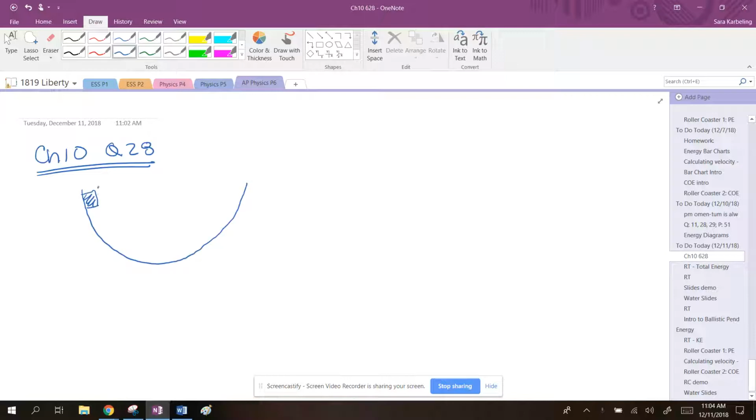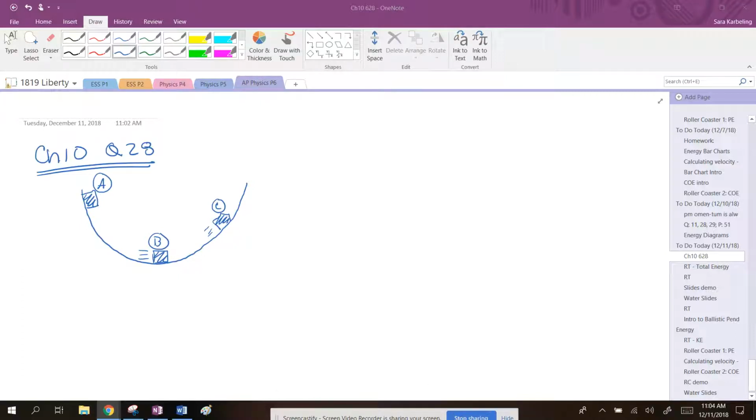It started up here. I'm going to call that point A. It slid down to point B where it was moving really fast. And then it was going to slide up some distance up here, C, where it was moving half as fast. We wanted to figure out how high up it was at C. So I'm going to define my H equals 0 to be at the bottom so that the gravitational potential energy at B is 0. I'm going to call this height here H sub A, and we're going to do things in terms of H sub A. And then here I've got H sub C, the height where it is at C.